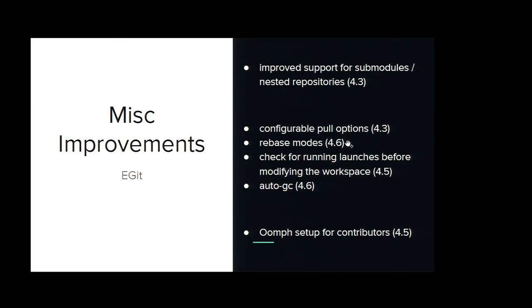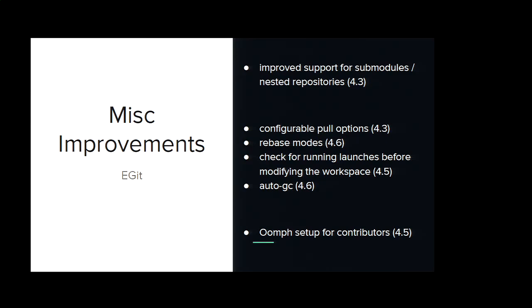You can now configure pull options. If you run a pull, it will first fetch updates from the server, and then it will either merge or rebase, and you can choose which one you want, and you can also tweak the configuration. There's also a configuration which says that if you do rebase, it should preserve merge commits. I can also show that.